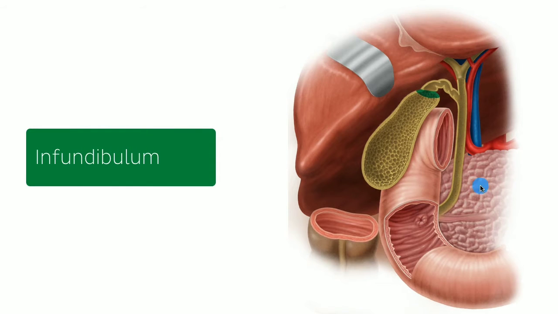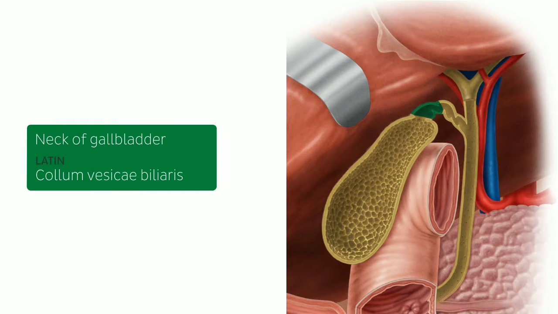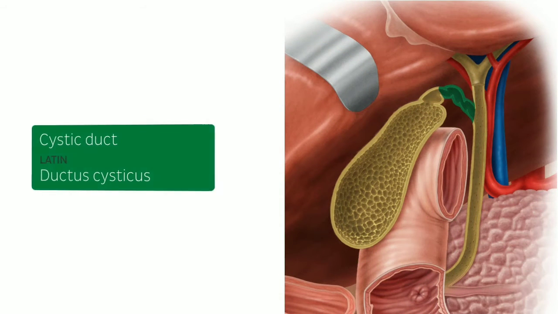The infundibulum is considered to be this tapering area between the body and the neck of the gallbladder. The most proximal and narrow part of the gallbladder is called the neck. The neck consists of a few folds, which give it this twisted shape. Continuous with the neck of the gallbladder is the cystic duct.